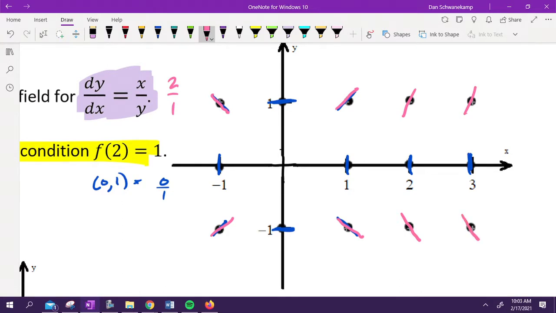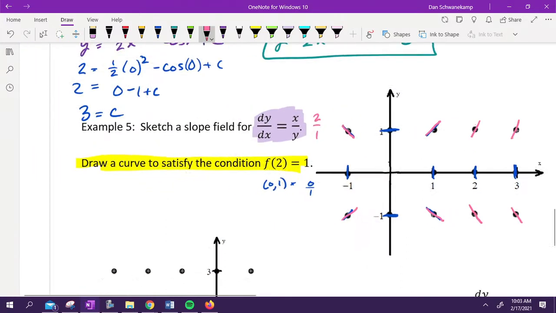Again, as long as it's steeper than the one next to it, you're pretty good. Just be ready to erase if you're not very good at drawing. Everybody with me on my slope field? Again, that's pretty easy. That's 2 points on the AP exam. That's an easy 2 points, okay, if you know what you're doing.